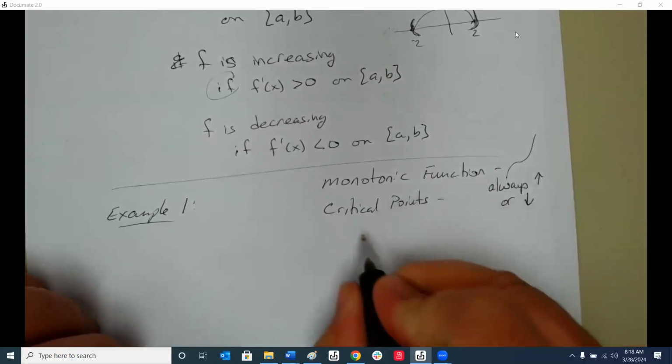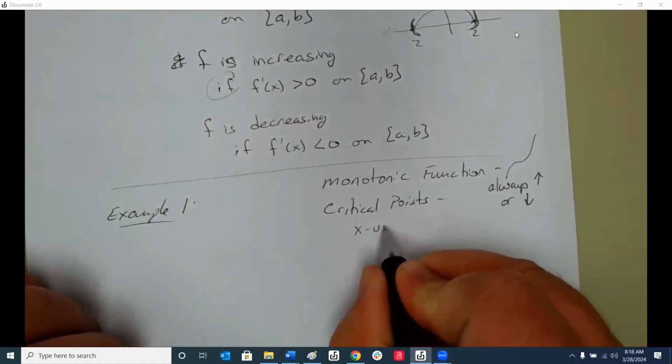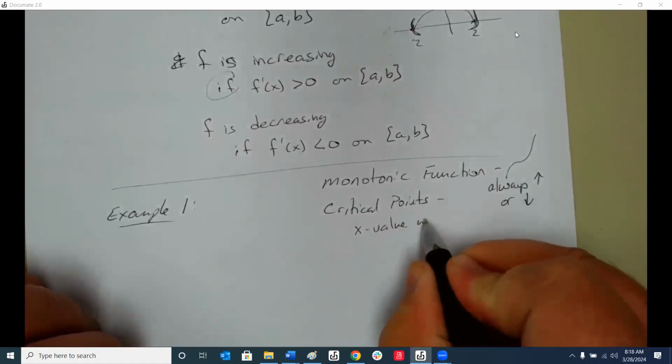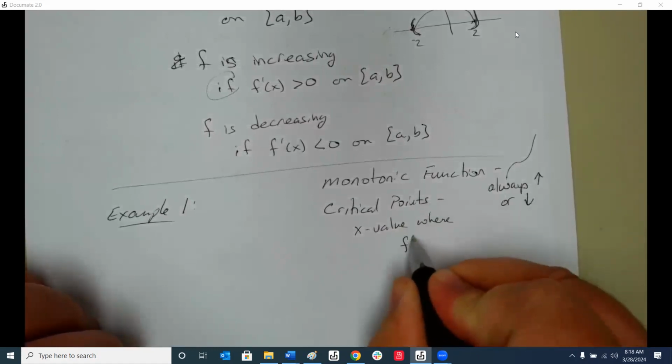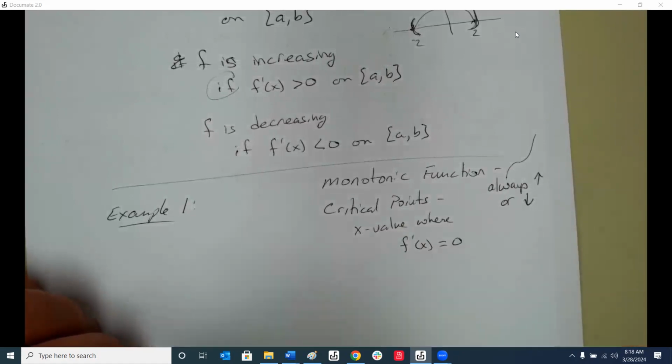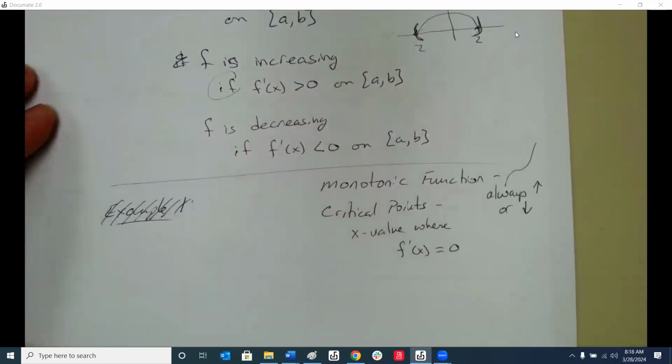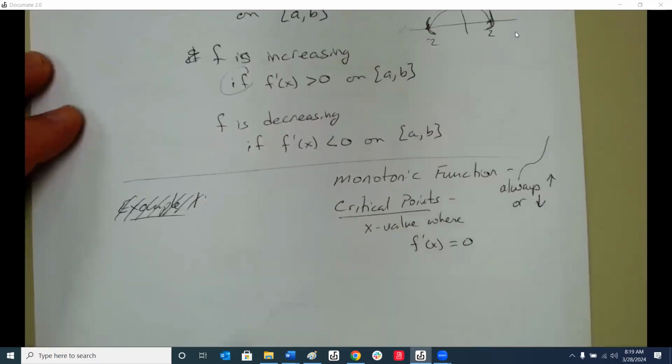Critical points are the x values where the first derivative equals 0, where the slope is 0. Which means it's the x coordinate of the vertex. Why do we use critical points? How are critical points used?